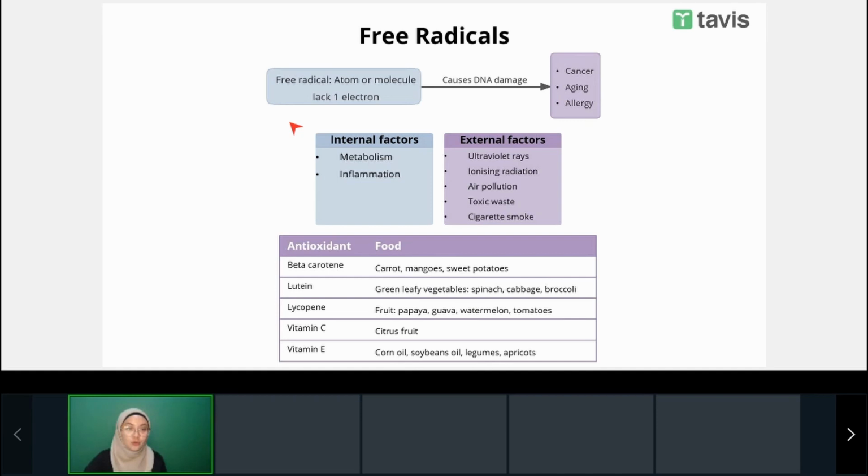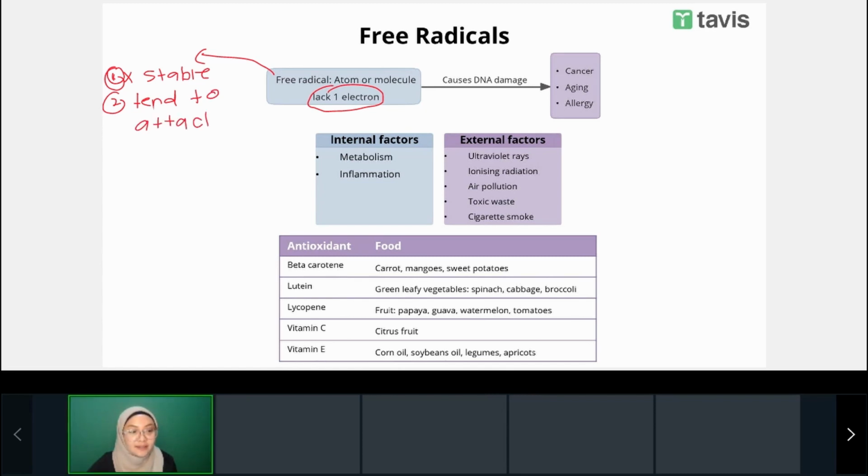Now let's go to free radicals. What are free radicals, teacher? Free radicals are an atom or molecule that lacks one electron. When it lacks one electron, the atom is not stable. When it is not stable, the atom tends to attack another substance, another molecule.